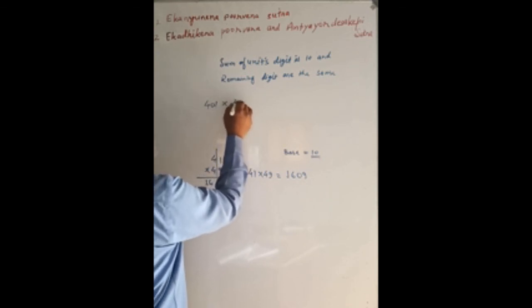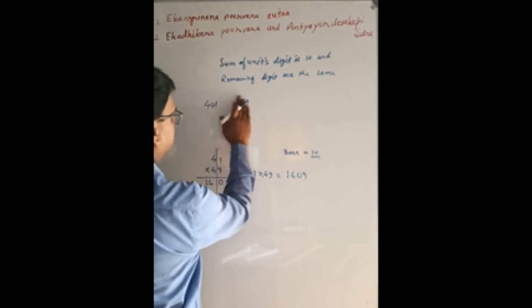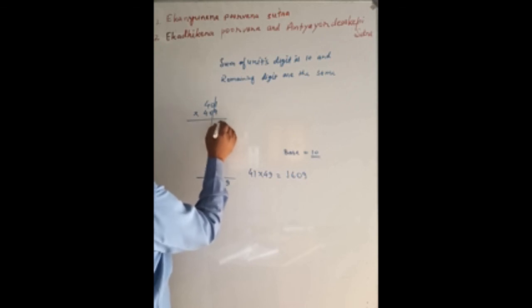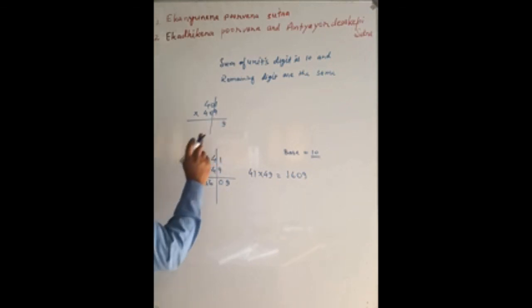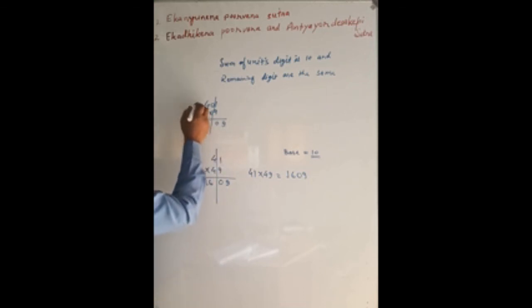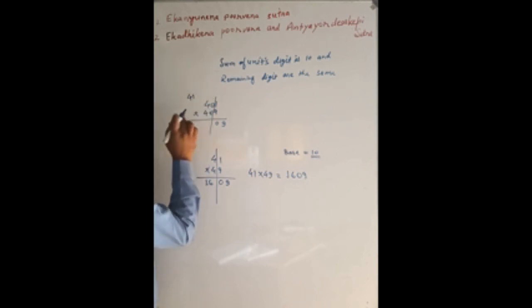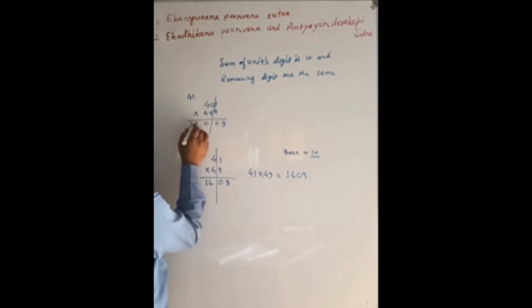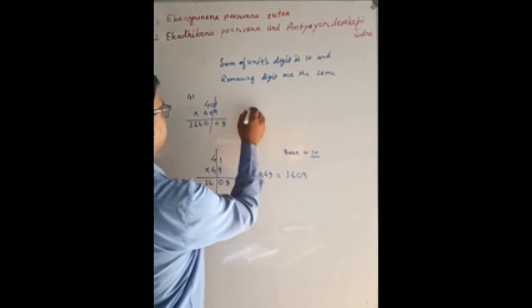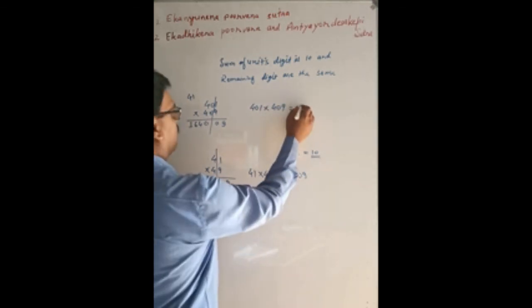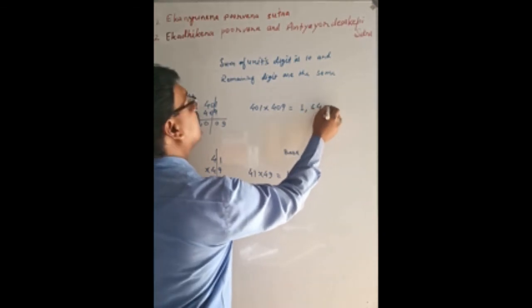We take another question. 401 multiplied by 409. 9 times 1 is 9, but in the right part we take 2 digits, so we put 0. 40 plus 1 is 41, and 41 multiplied by 40 is 1640. So 401 multiplied by 409 is equal to 164,009.